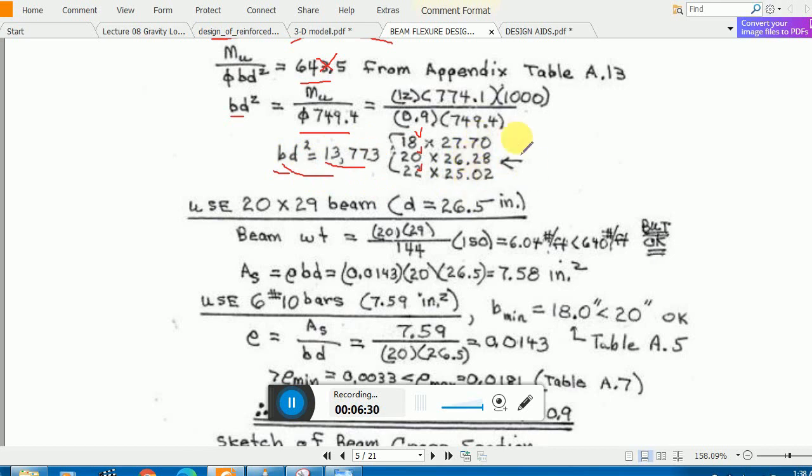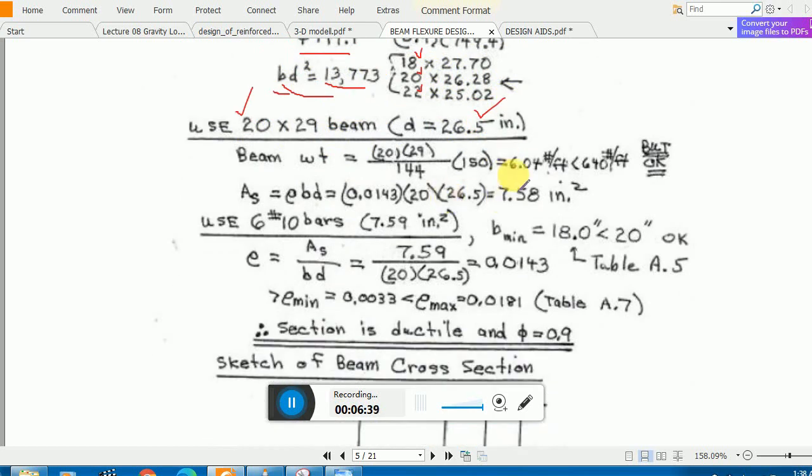Now again, this is up to you what value you are using, okay. I am using a 20 by 29 beam cross section, so my factor depth will be this much. Again I recalculate my depth and the weight of the beam, that is 6.0. Again I am okay here, and again I have to recalculate my AS. In my AS 7.58, I decide the number of bars. Let's say I'm providing this much value, so see I am using a little bit larger value than the AS, so again I need to find out my rho value. Now my rho value is 0.0143.